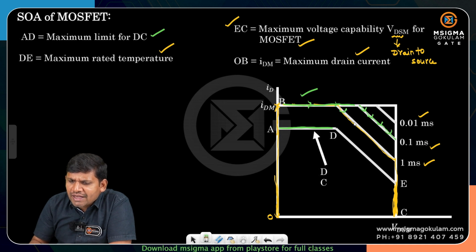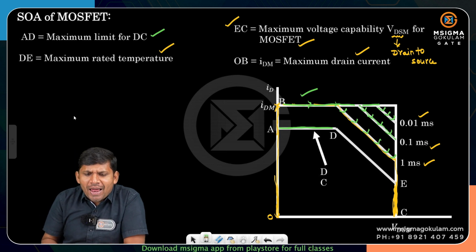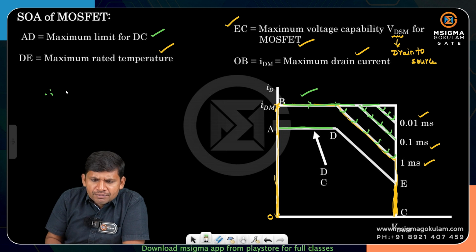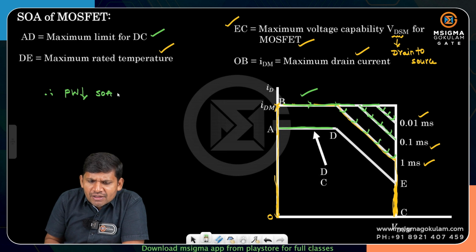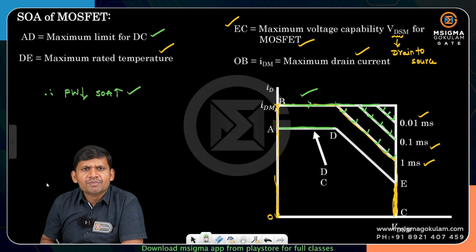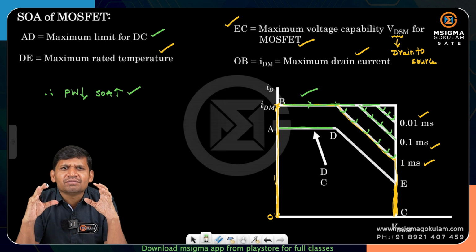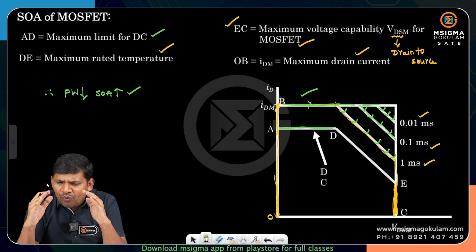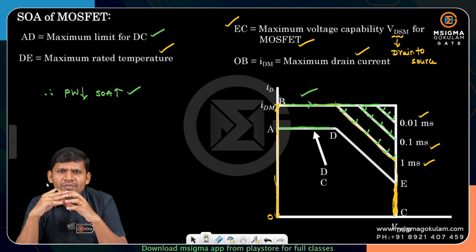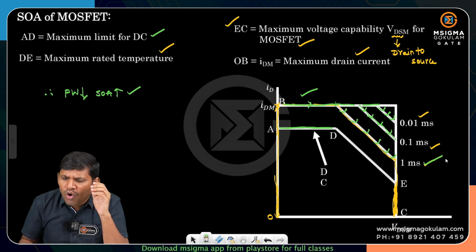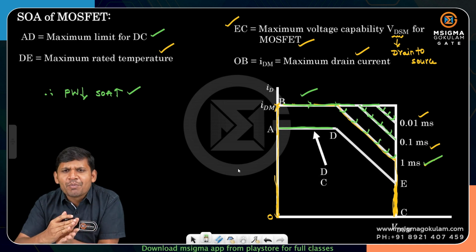What about 0.01 milliseconds? This much region is covered, below this it is covered. That means if the pulse width, that is the on time, is reducing, the safe operating area is increasing. If the device is on for less time, we cover more safe operating area. If the device is on for more time, we cover less safe operating area.